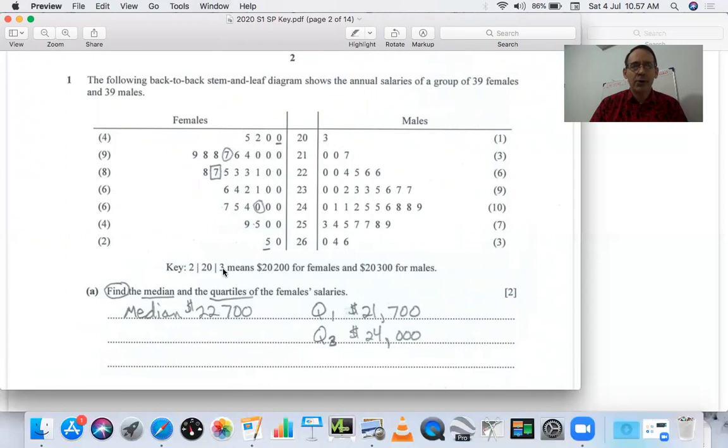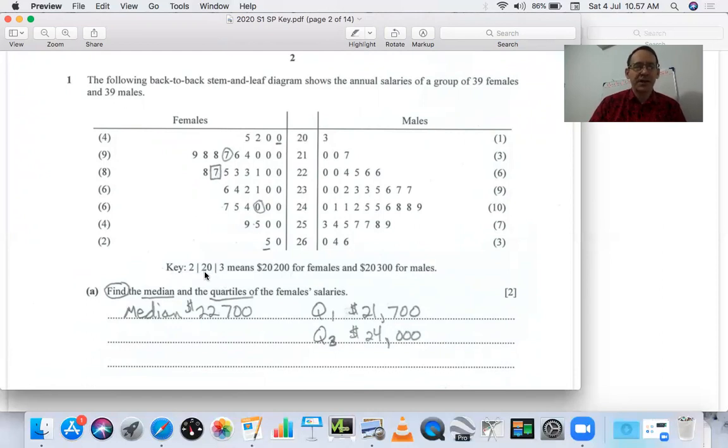Now when I make my own key, I prefer to use the ones right next to the stem. So I would have used something like 0, 20, and 3, or 0, 21, and 0. But they use the 2, 20, and 3. This is important for interpreting the value of these numbers. So notice it's 20,200. That's going this way to the left.